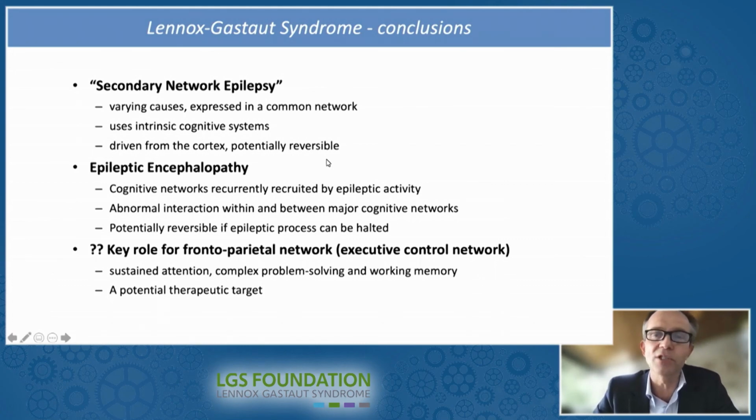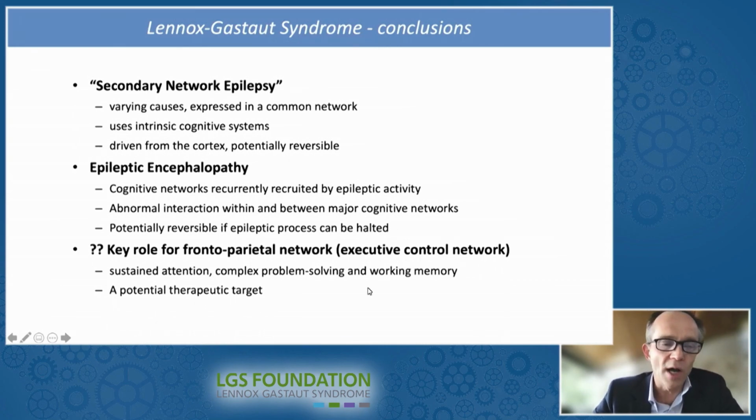The phenomenon of epileptic encephalopathy reflects the fact that it is cognitive networks that are being recurrently recruited by epileptic activity. But even between those discharges, you see abnormal interactions both within and between those cognitive networks. But once again, this is potentially reversible if the epileptic process can be halted, although the age and timing of that is, of course, to be clarified.